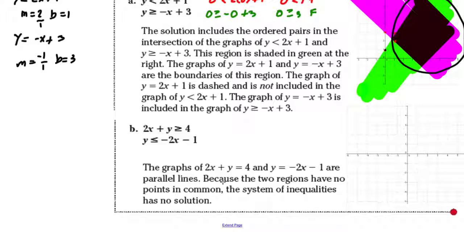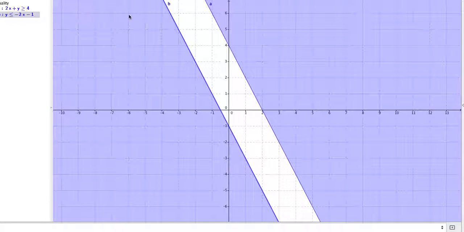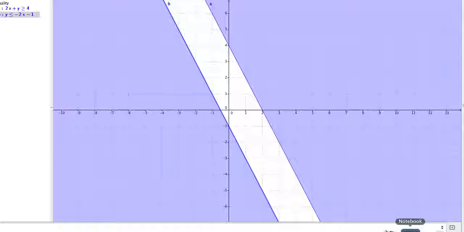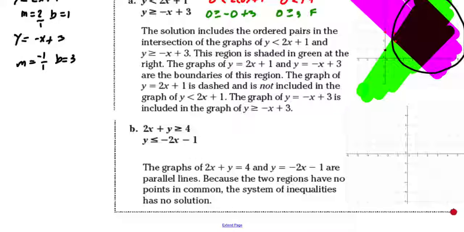The system of inequalities has no solution, and that's the reason why they don't overlap, simply because they have the same slope. Both of their slopes are negative 2, and since their graphs don't overlap and they're parallel lines, there is no solution to this system of inequalities. Let's take a look at example number 3.